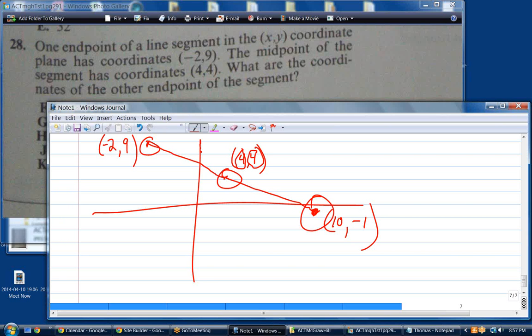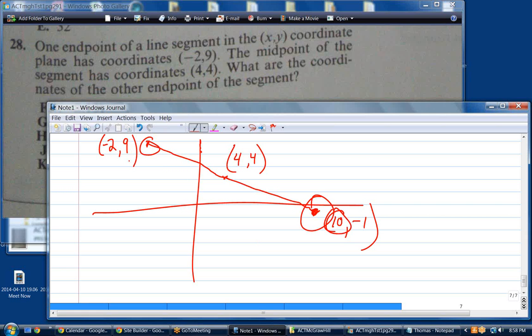Okay. And you just have to make sure you're going in the right direction. In other words, when we did the x's, we were going left to right. We were moving 6 units to the right from -2 to get the +4, right? Which means we have to go another 6 units to the right to get to 10. We don't go back to the left.